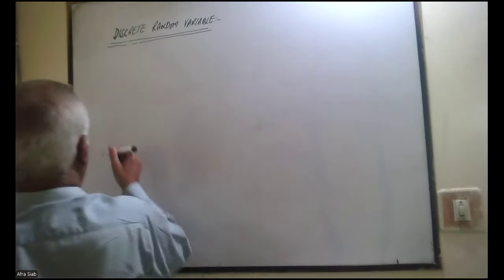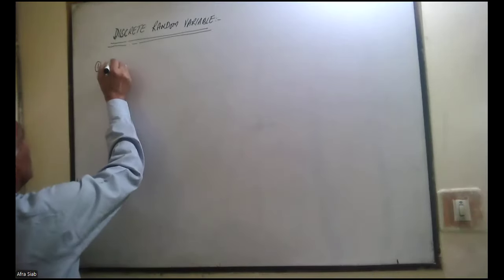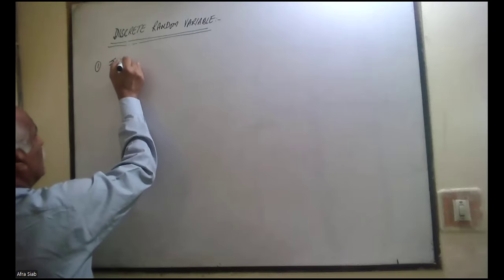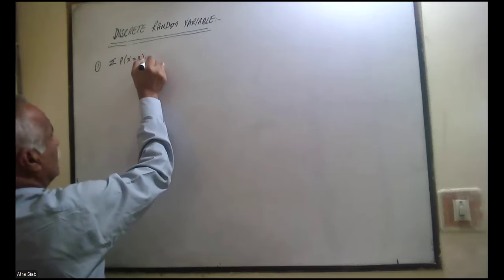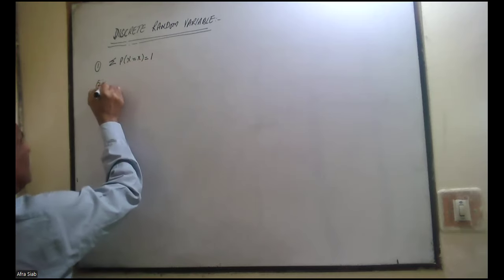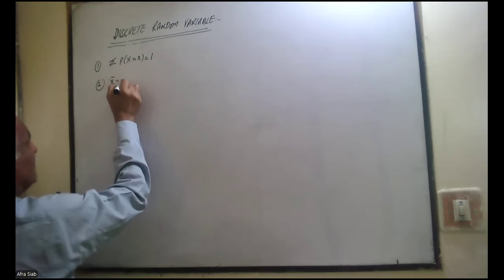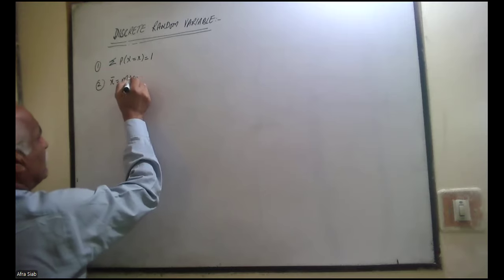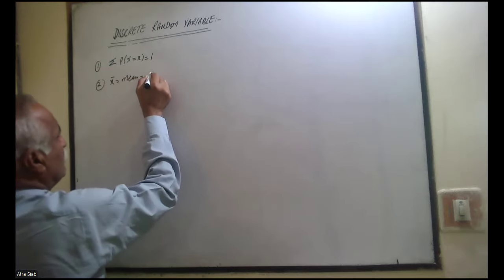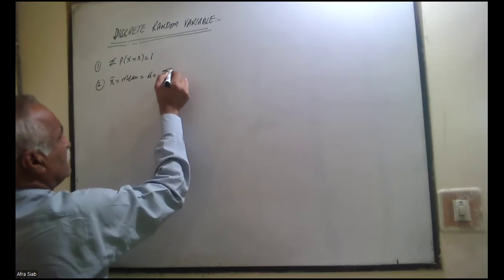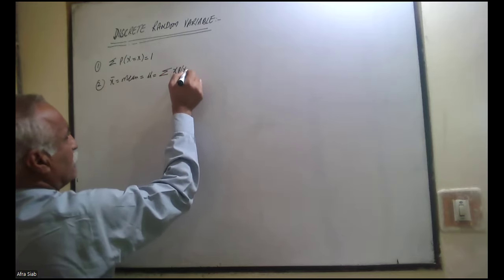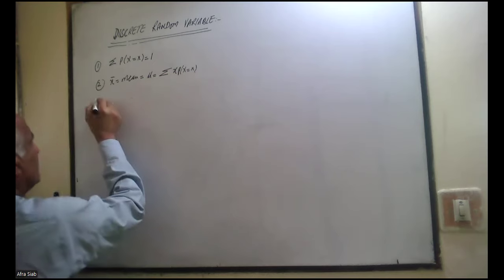We are talking about the topic of discrete random variables. For discrete random variables, we should know these 4 points. First of all, the summation of the probability of all x is equal to 1. Then the mean, x bar, which is equal to mu, is equal to the summation of x into the probability of X equal to x.